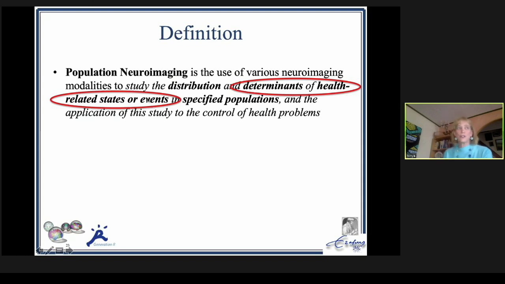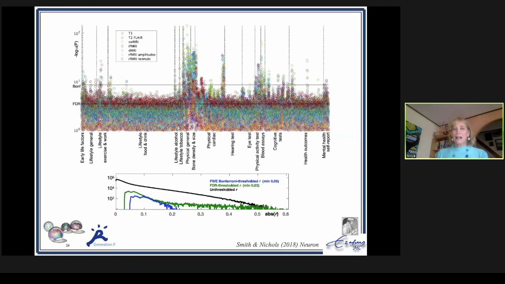And for this, I'm going to turn to the UK Biobank study. This was a paper by Steve Smith and Tom Nichols, published in 2018 in Neuron, in which they present all 14 million univariate analyses of the different non-imaging variables from the UK Biobank study with these imaging metrics, showing that actually 100,000 pass FDR correction and 15,000 of those pass Bonferroni correction.